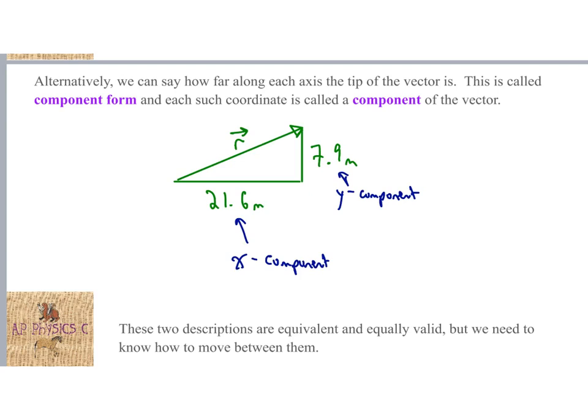It will turn out that component notation is particularly well suited for addition and subtraction. In more advanced cases, we'll find that radius and angle vector, so-called polar notation, can be more useful in multiplication and exponentiation, but we won't worry about that.